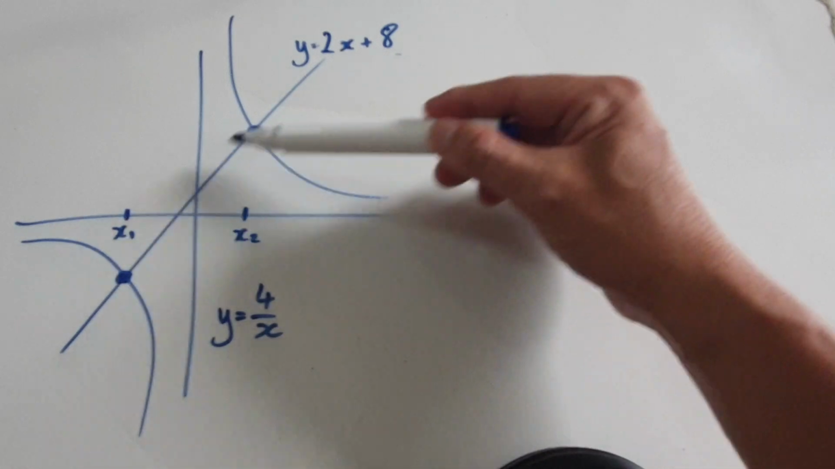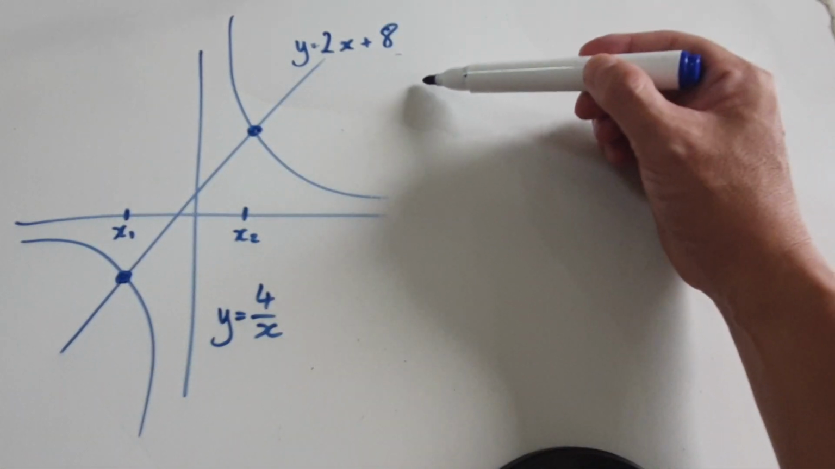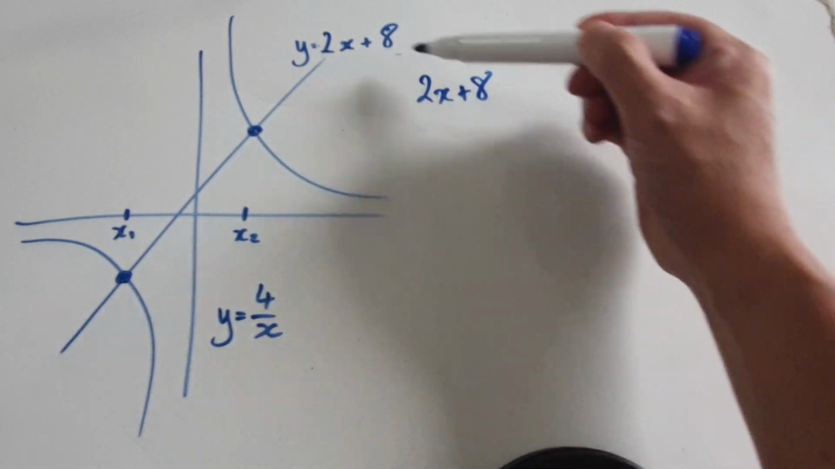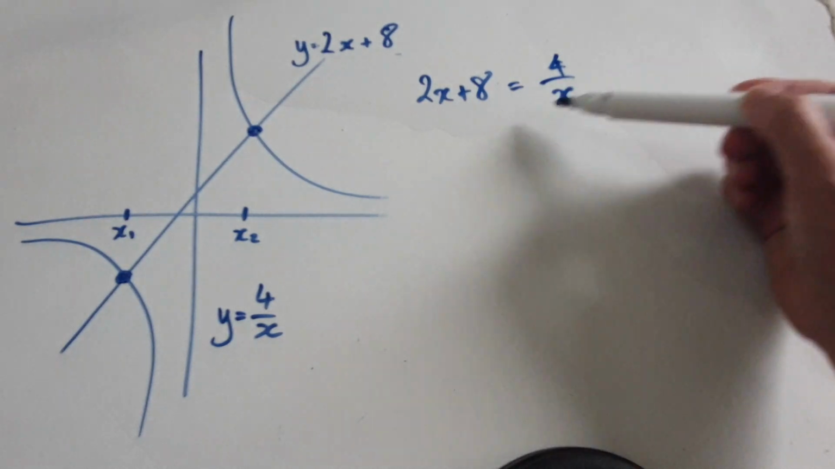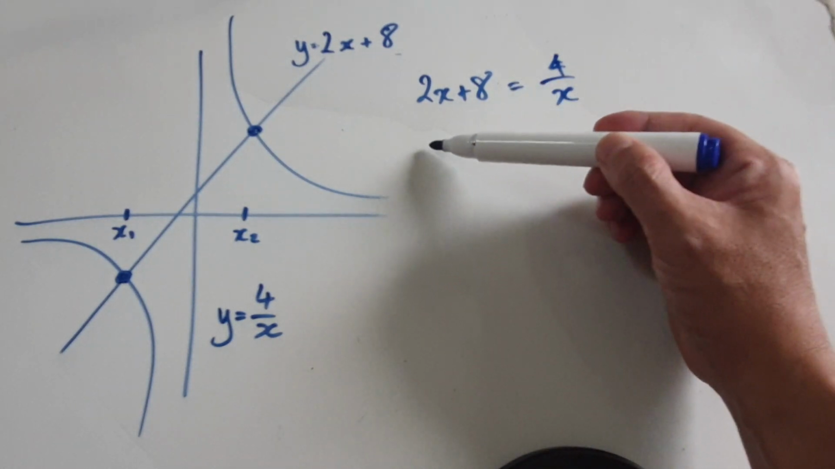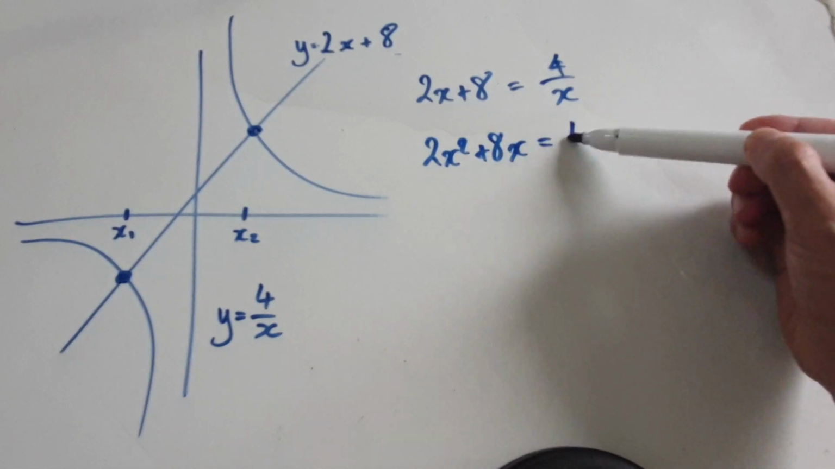So at the intersection of the two, the y values will be the same. So set the two to be the same. So that would be 2x plus 8. Set this to be the same as this, 4 over x. Multiply everything by x. So that would be 2x squared plus 8x equals 4.